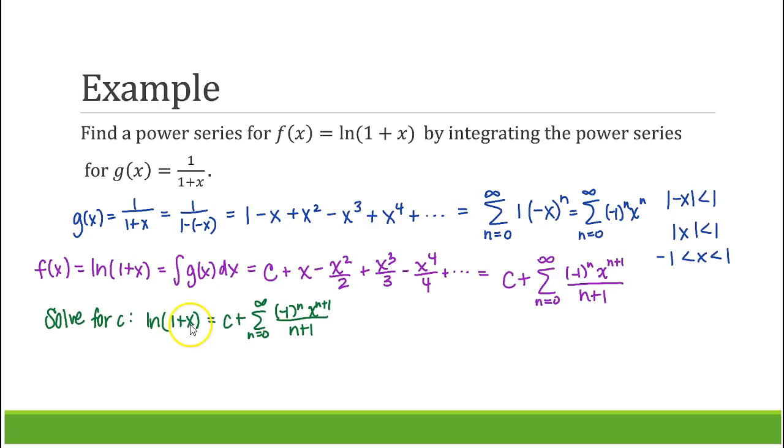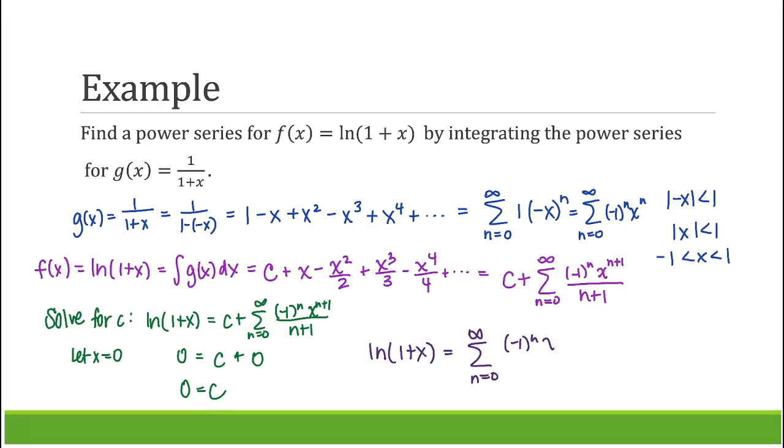Well, the easiest thing to plug in in this case is going to be x equals 0. So if we let x equal 0, we get natural log of 1 on this side. Natural log of 1 is 0, so I get 0 equals c plus, and now if I plug in 0 for x, that's going to zero out this whole thing right here. So we're just going to sum up 0 a bunch of times. So we get that the value of c is 0. So we can eliminate c because c is now 0, and to conclude, our power series representation for ln of 1 plus x is just the sum of n equals 0 to infinity of negative 1 to the n, x to the n plus 1 over n plus 1.